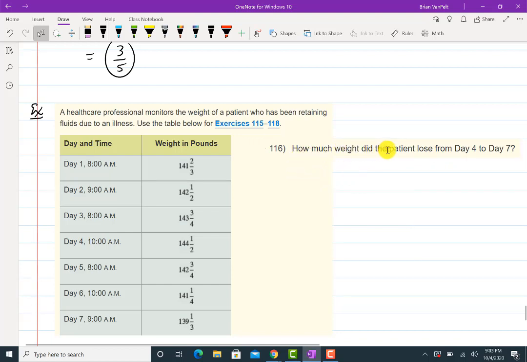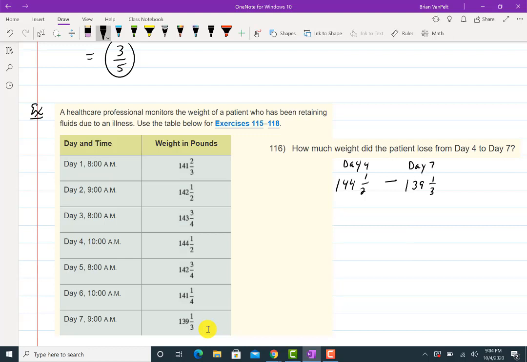How much weight did the patient lose from day 4 to day 7? So there's day 4. They weighed 144.5 pounds. Day 7, they weighed 139 1/3. So we want to do 144 1/2, that was day 4, minus day 7, which was 139 1/3.